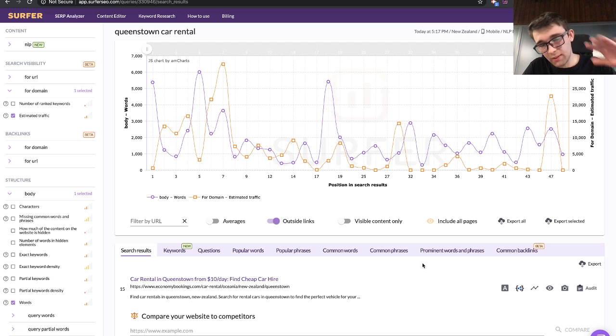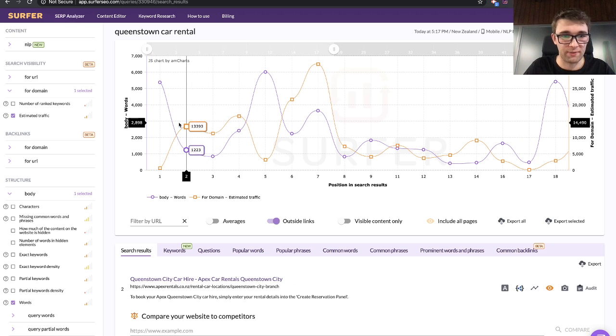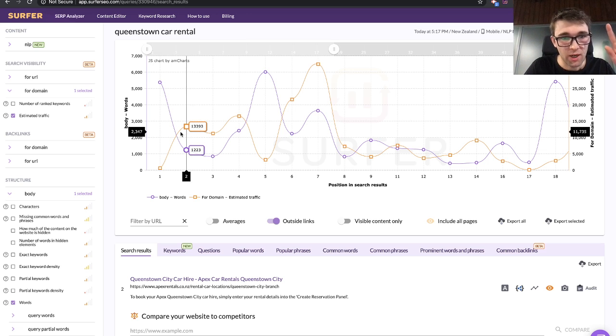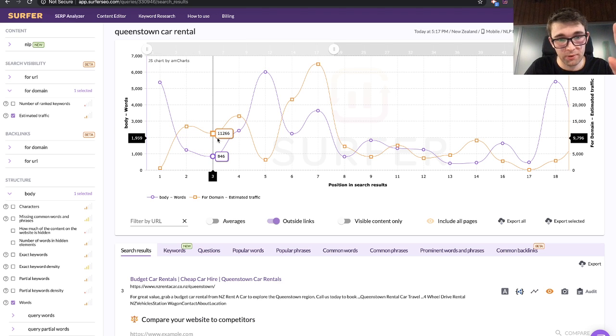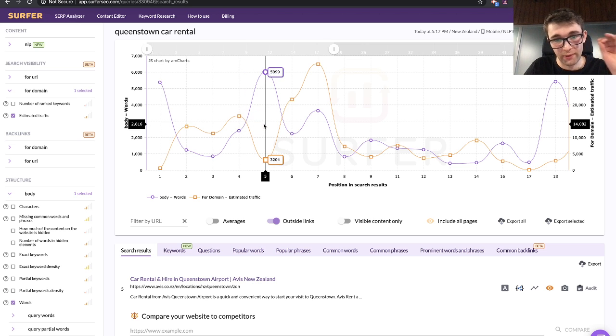So the orange line is the visibility, the purple line is the length, and now we see clearly what's going on. So take a look. In the top five, we have page number one with really low estimated traffic and really high length. The second page: higher authority, short content; higher authority, short content again; and higher authority and again short content, while in fifth place we see again very long content, 6,000 words, and much smaller authority of the page.